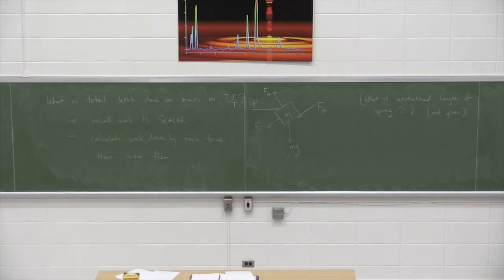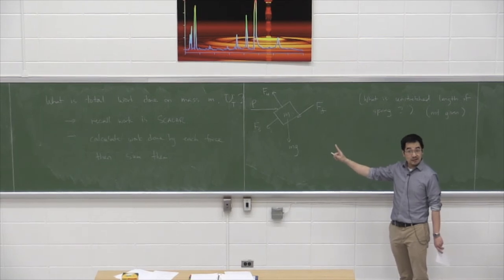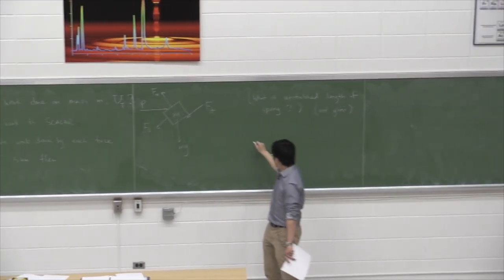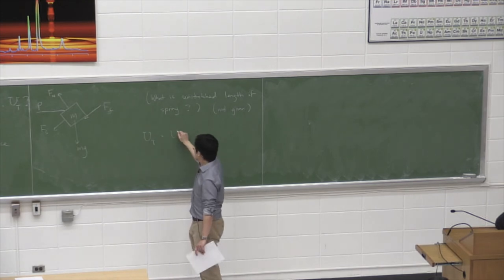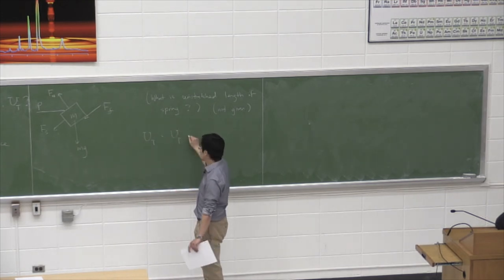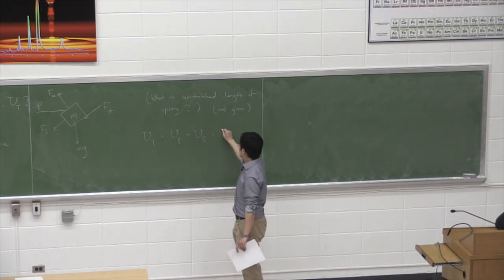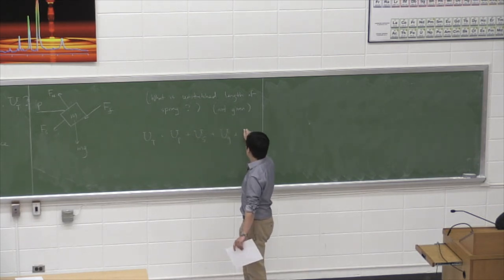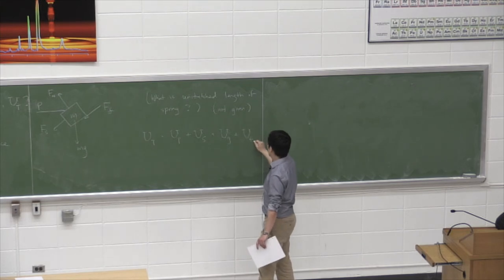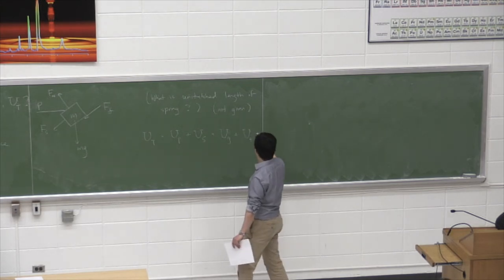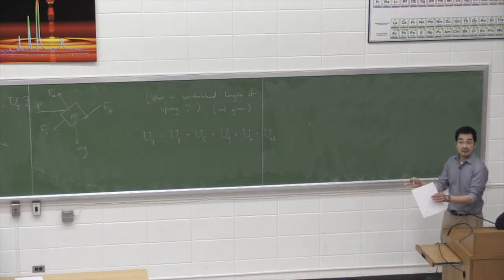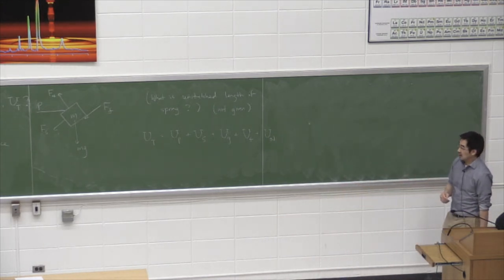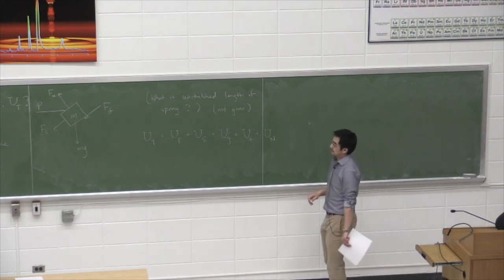Okay, so free body diagram, good with everybody? Five forces. Here's what we mean by U total. You're going to do U from the P force plus U from the spring force, U from gravity, U from friction, and U from the normal force. We're going to do all of the five U's, and we're going to calculate the total from there.